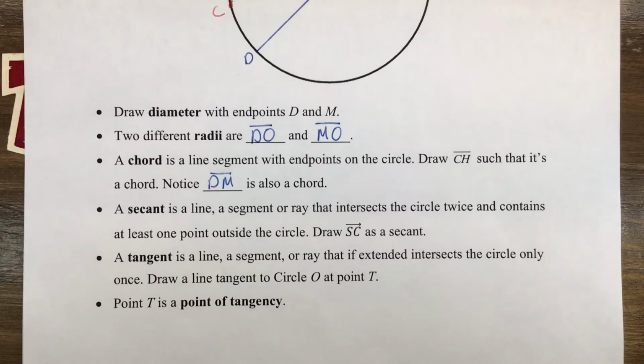The next is going to be a tangent. A tangent is a line segment or ray, sort of like a secant, that if extended intersects the circle only once. It only makes contact with the circle once. Even if it's infinite in its size, like a line or ray, it will intersect the circle only once. And we're going to draw a tangent to circle O at T. Point T will then be referred to as a point of tangency.